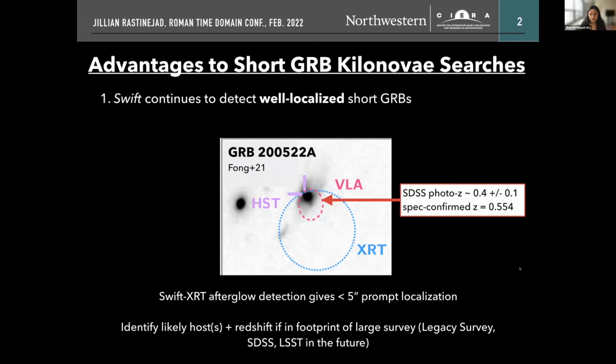Some surveys that we use currently are the Legacy Survey and SDSS. Looking forward, LSST and the Rubin Observatory will be really useful in getting these redshifts. These can really give you an indication of what you would expect the luminosity of a short GRB kilonova to be right away, so you can start to trigger your telescopes and get those observations that you need.